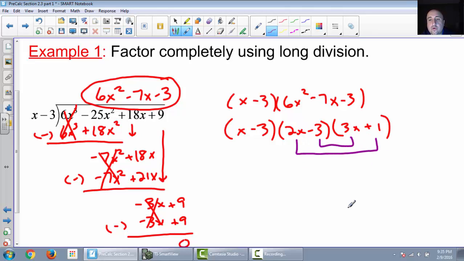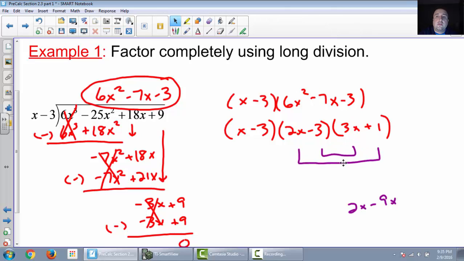So 2x times 1 is 2x. Negative 3 times 3 is negative 9x. 2 minus 9 should be my negative 7. Okay, so we have our factored problem. Okay, and get rid of this, and now we can get our answers.